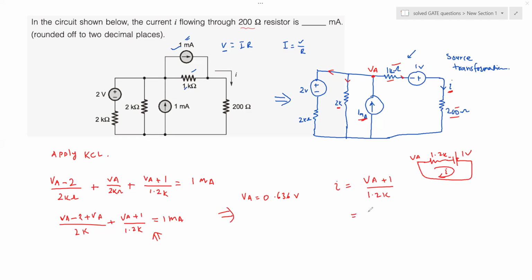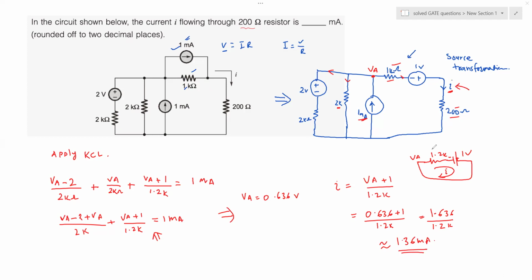Since you know VA, which is 0.636, plus 1, divided by 1.2K, it comes out to be 1.636 divided by 1.2 kilo ohm. Approximately, the value comes out to be 1.36 milliampere. Okay, so that's the value of the current you will have.